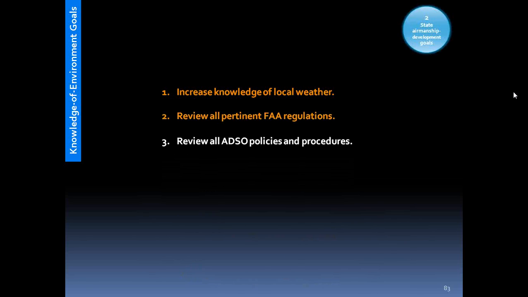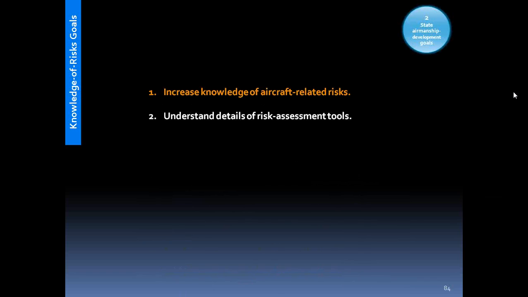He's going to review all the ADSO, Airmanship Development Support Organization, that's the group, the organization he's flying in. He's going to review all the policies and procedures. That's like the FAA regulations. There'll be a book or they'll be online, but there'll be several pages at least of policies and procedures for the flight organization. And then finally, in risks, he's going to increase knowledge of aircraft-related risks. You know, how can the airplane get them? What risks are involved there? He's going to understand details of risk assessment tools. Remember, we talked about that.